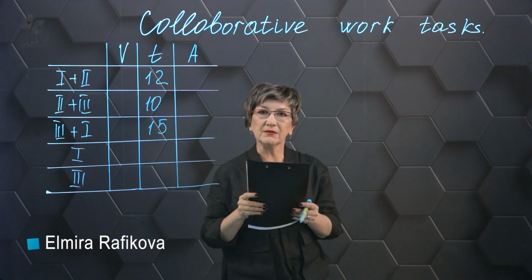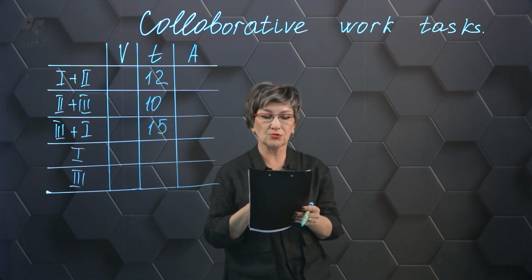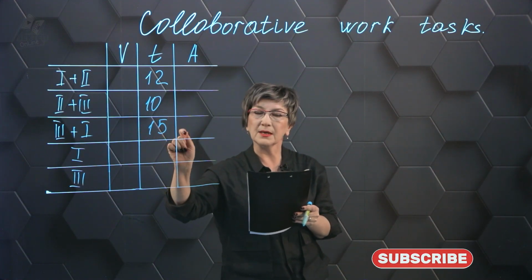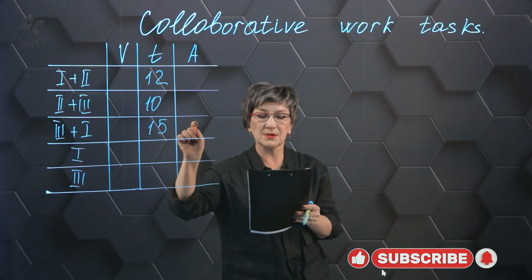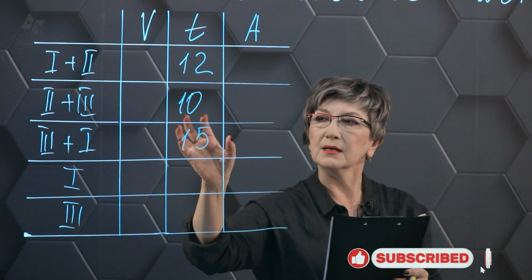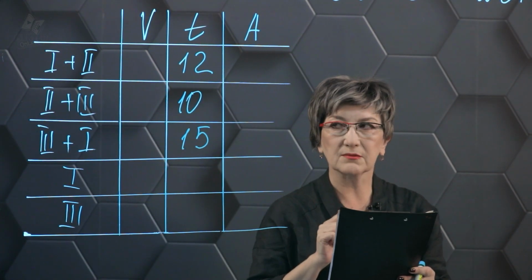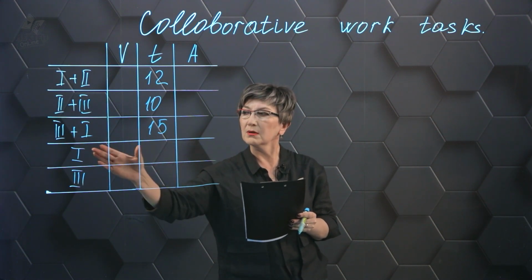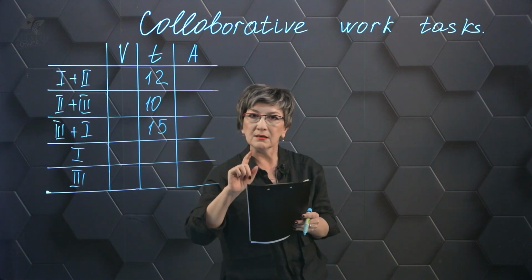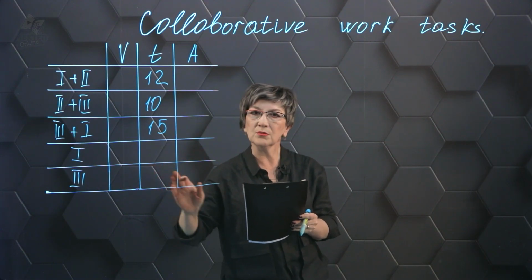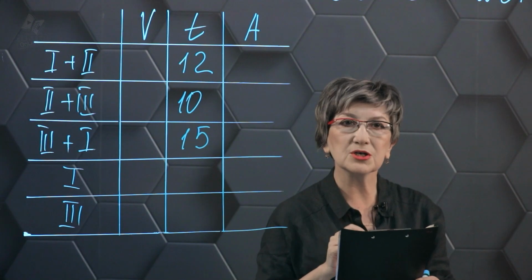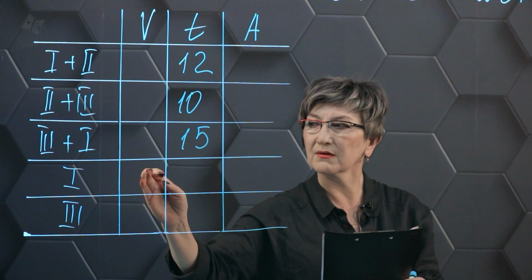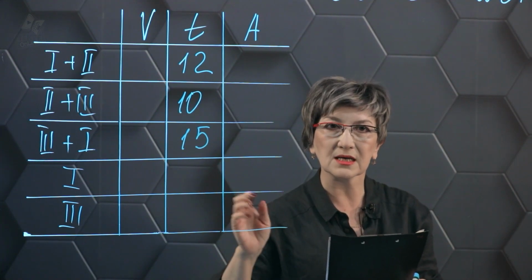The condition of the problem is as follows. The first and second companies can build a house in 12 months. The second and third company builds this house in 10 months. And the third and first company builds this house in 15 months. We need to find out how many months it takes the first company to build the house, and how many months it takes the third company to build the house. In order to solve this problem, of course, we need to find the productivity of the first company and the productivity of the third company.